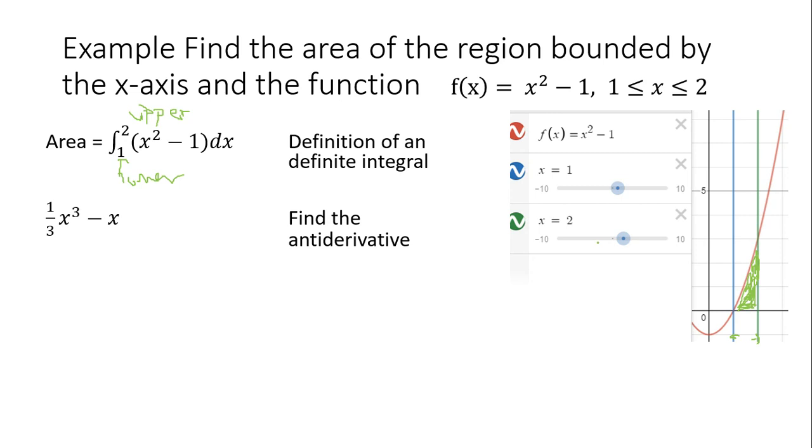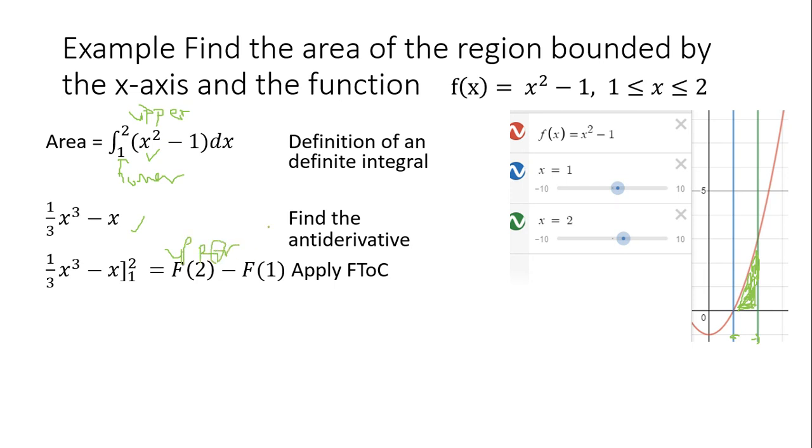So I find the antiderivative. I use my simple integration rule to find this first antiderivative. So I have 1/3 x cubed. I check that. If I take the derivative, do I get x squared? Yes. Minus x. What's the derivative of x? 1. I have a minus. It works. Now what I'm doing is applying the fundamental theorem of calculus. I'm saying that 1/3 x cubed minus x is evaluated from 2 to 1, where f of 2, this is the upper, goes first.